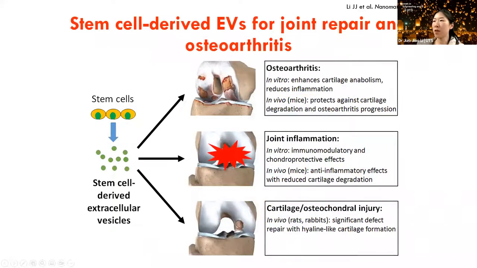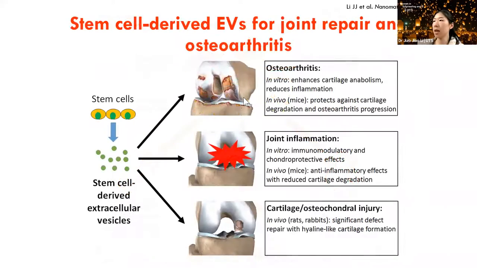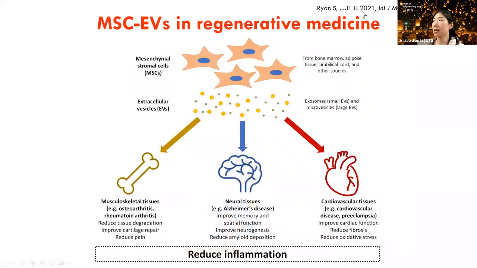And I think this is the paper that you have probably been shared with in the worksheet, but essentially my current research is using these stem cell-derived extracellular vesicles for various purposes, some of which can be used to treat diseases like osteoarthritis, joint inflammation, and cartilage osteochondral injury. This was a paper that I wrote in 2019, and then this was with my team of students, after I've established my own lab at UTS, expanding this out to a wider range of tissues, for instance, musculoskeletal tissues, neural tissues and cardiovascular tissues. We can use stem cell-derived extracellular vesicles as a treatment option for all of these.